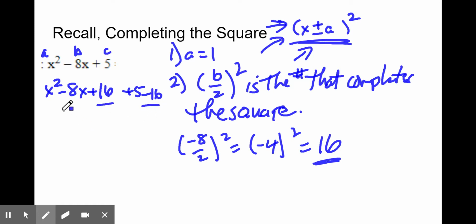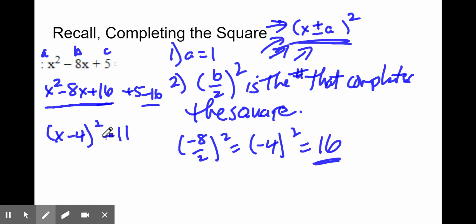Now it allows me to take this first part of the quadratic, x squared minus 8x plus 16, and factor it, and that's pretty easy to do. This will factor as x minus 4 quantity squared. And then I now have a 5 minus 16, which is negative 11.